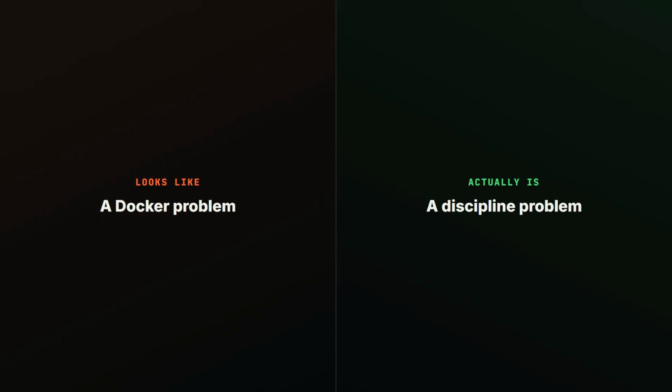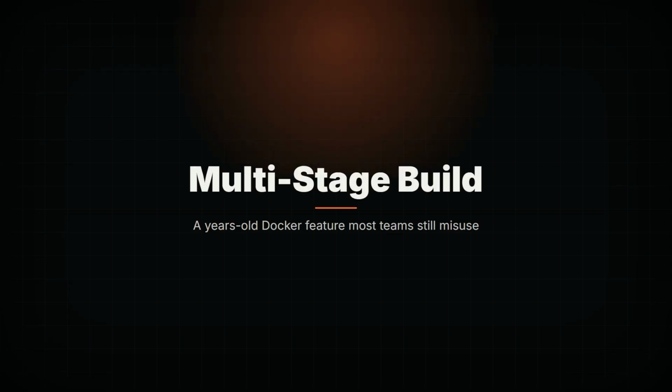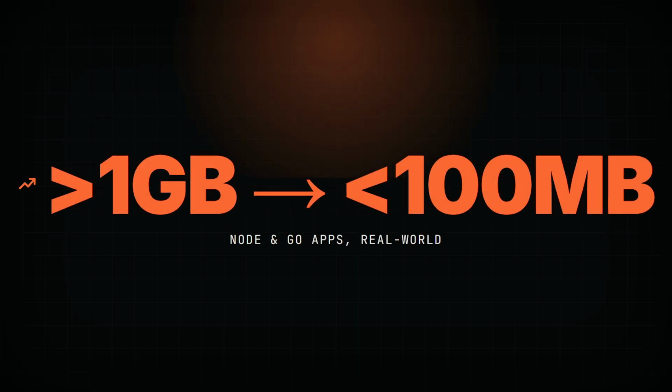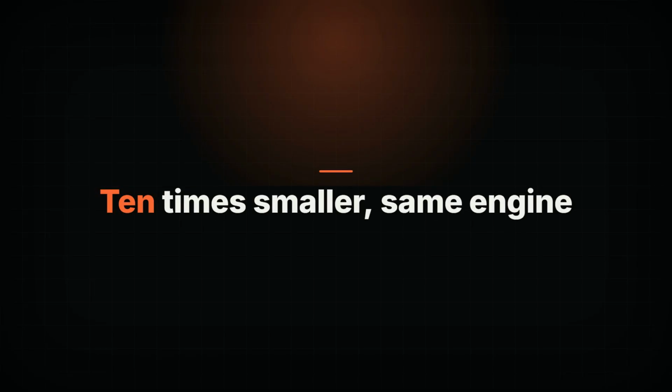So here's what actually fixes this. And it isn't a new tool. It's the multi-stage build, a feature that has existed in Docker for years and that most teams still aren't using correctly. And the impact number is not subtle. Real-world Node and Go applications routinely go from image sizes over 1 gigabyte down to under 100 megabytes. Not a rounding error. A 10 times reduction, sometimes more, using nothing except the same Docker engine you already have installed. Let's slow down and actually look at this, because the mechanics matter more than the headline number.